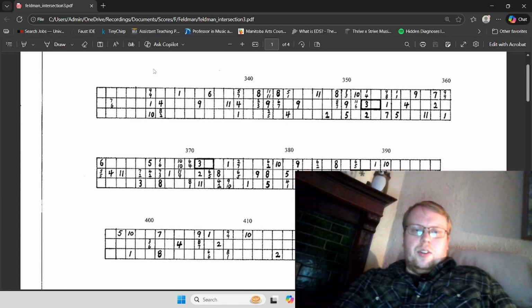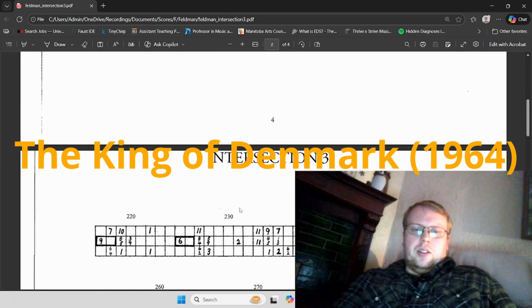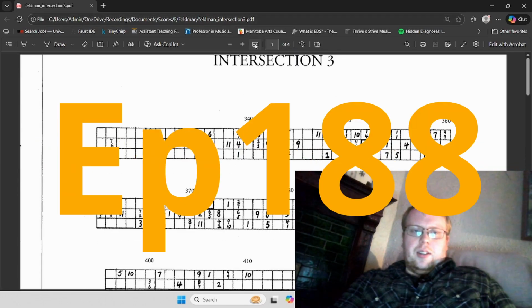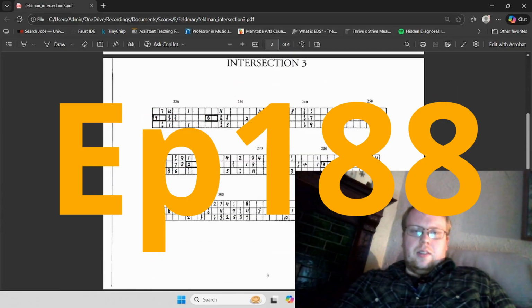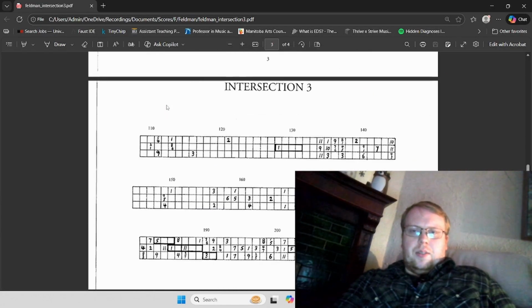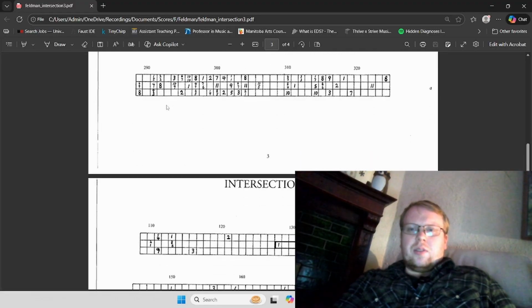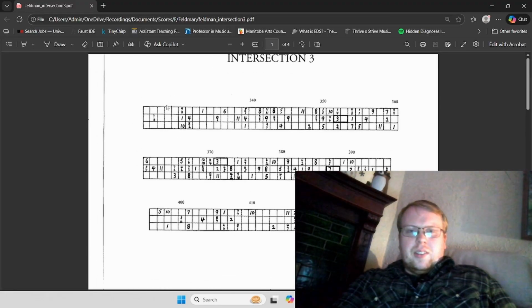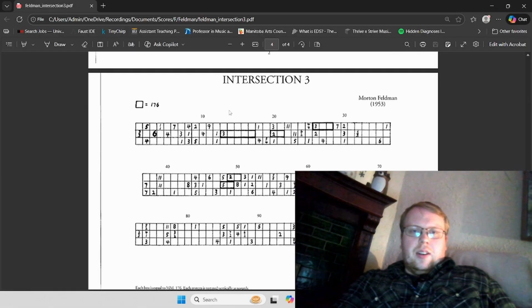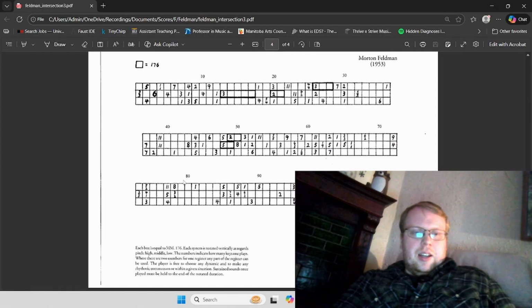And you might recognize this notation from Feldman's percussion piece, The King of Denmark. It's actually 4 pages, so it continues kind of like this. Maybe I have the pages out of order. What the hell? Yeah, I think it's reversed in this PDF for whatever reason. So this is page 1.